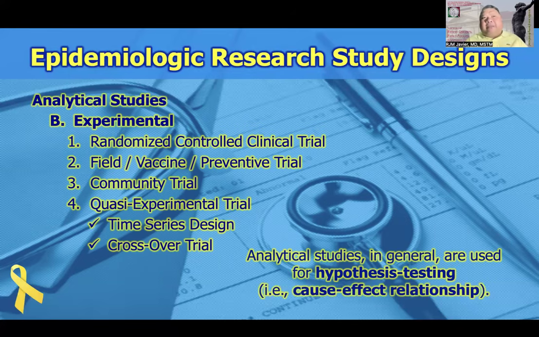They basically have the same general schema, but the main difference lies with the population of interest. Most randomized controlled clinical trials recruit sick individuals, while vaccine or preventive trials normally require healthy individuals. Community trials will employ study subjects based on a geographic location. That's why it's a community rather than individual patients. And your quasi-experimental trial often does not include randomization. And we will explain the concept of randomization in the future.